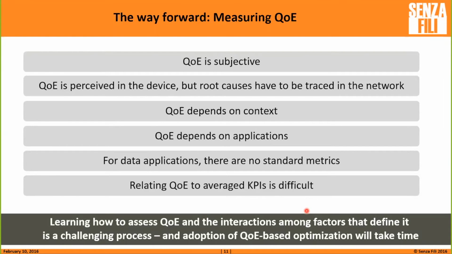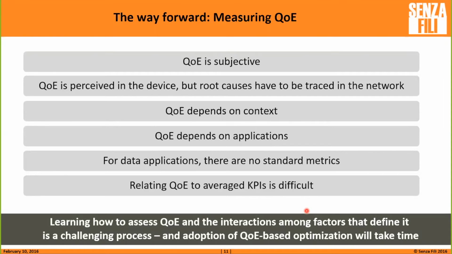So you need to have an end-to-end view of the network, of how it's performing, how that is impacting QoE, and then if there is a problem, try to go back and understand where in the network you need to do something, what action you need to do to fix that problem.